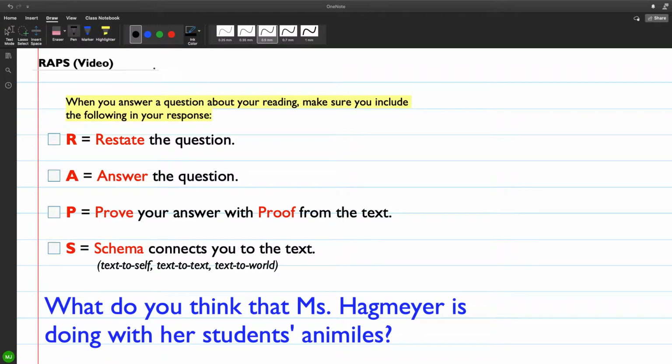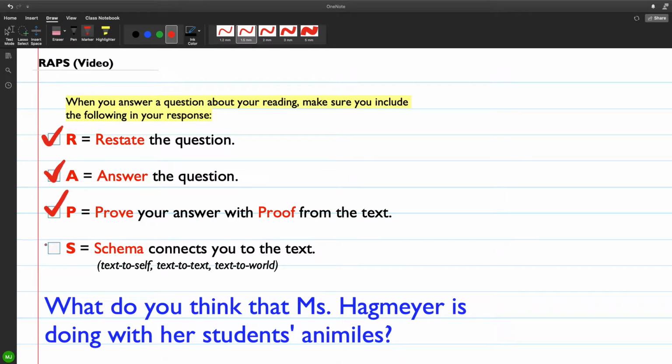The model we're using is something called the RAPS model. What that means is that each student's response has to include 4 particular pieces. The first piece is to restate the question. The second is to answer the question. And the third is to prove answers with proof from the text. That's a reference to the actual story that we're reading right now, which is Leon and the Spitting Image.